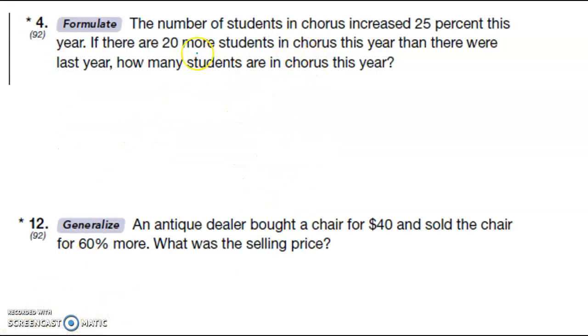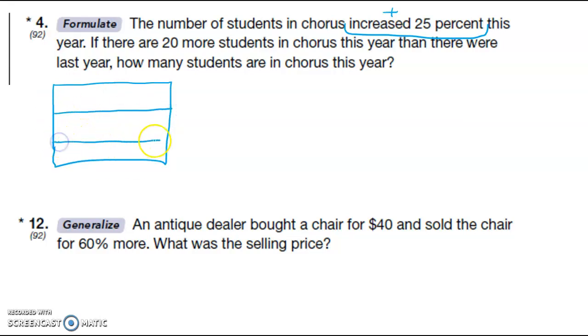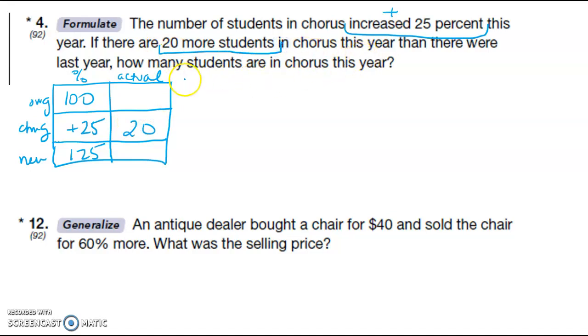All right, the number of students in chorus increased 25%. So again, we know that this is going to be an original, change, new. Original 100%. My change is an increase of 25%. My new is 125. Okay, this year, if there were 20 more students, so that's my actual change, 20 more students than there were last year, how many students are in chorus this year? So that's new. So this is what I'm going to use here.